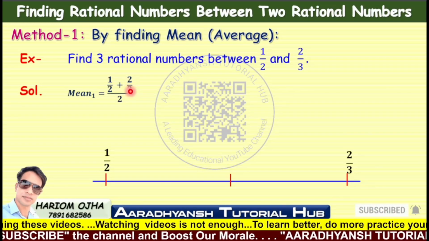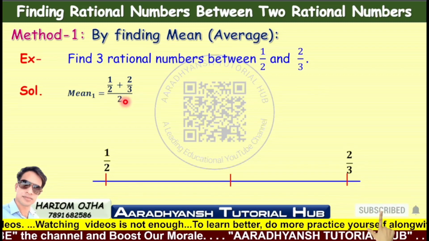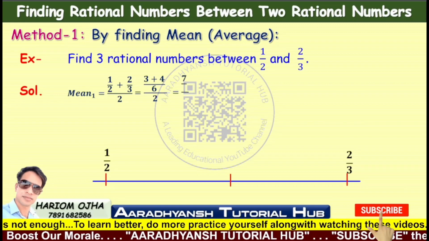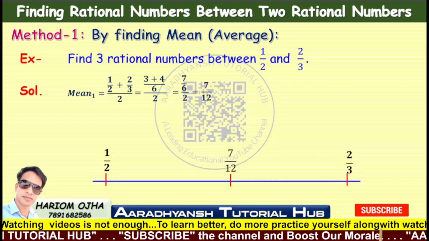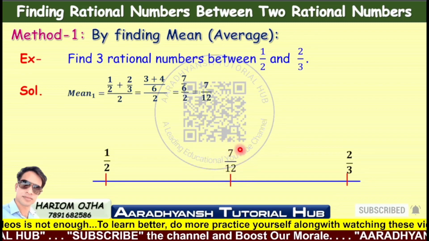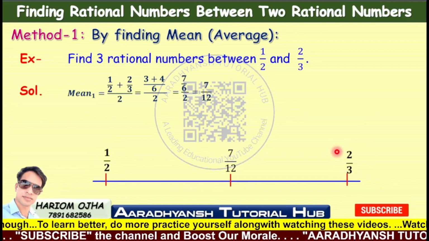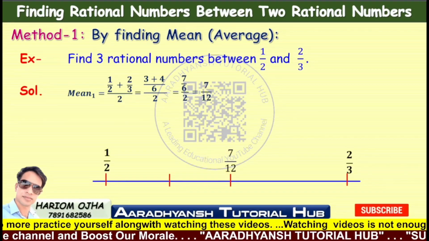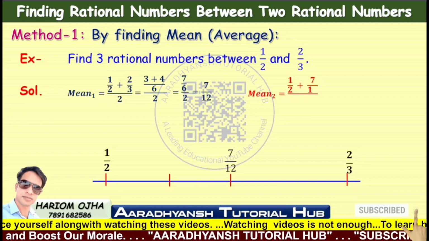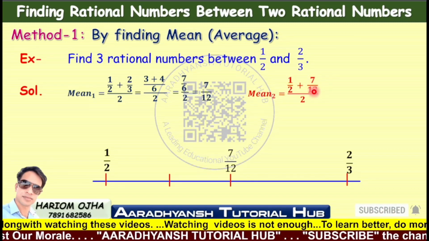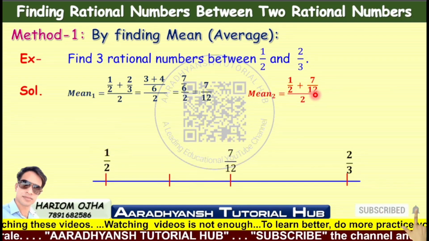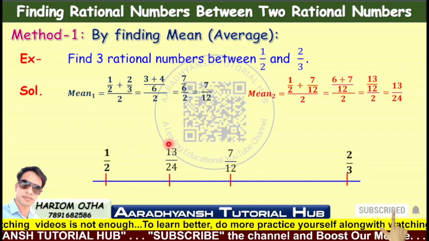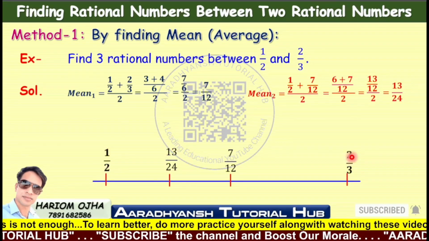Okay, so find the mean of 1 over 2 and 2 over 3 like this: 1 over 2 plus 2 over 3 divided by 2. It is the average or mean of both these fractions. Solve this and you will get 7 over 12. So 7 over 12 is a rational number falling between 1 over 2 and 2 over 3. Similarly, if you find the mean of 1 over 2 and 7 over 12, you will get another rational number falling between both of them. Mean second: 1 over 2 plus 7 over 12, add both these fractions and find their mean by dividing by 2, and you will get the answer 13 over 24. It is the next rational number falling between 1 over 2 and 2 over 3.